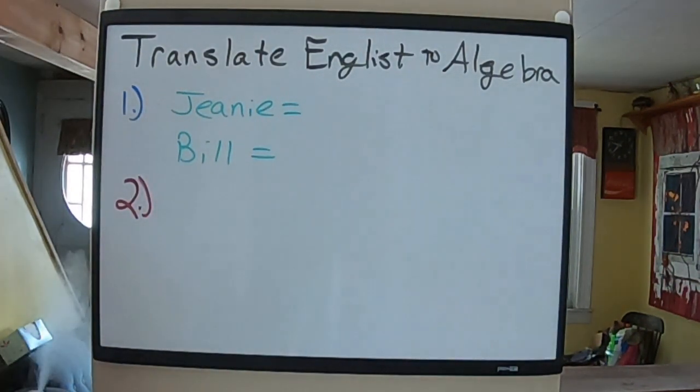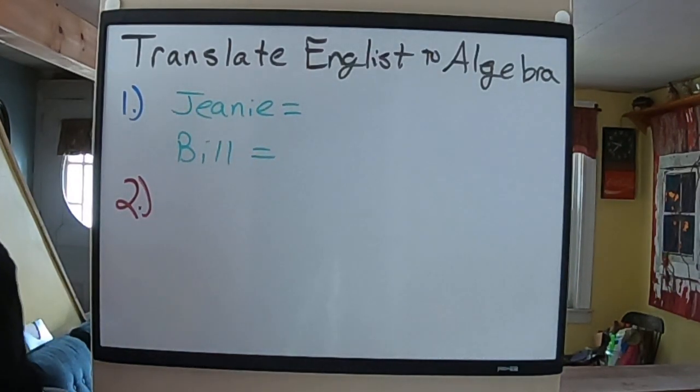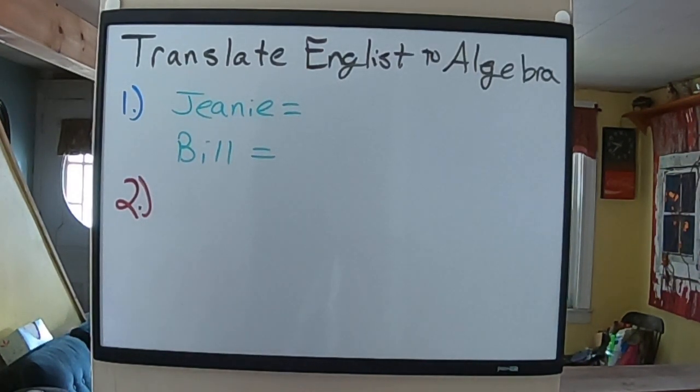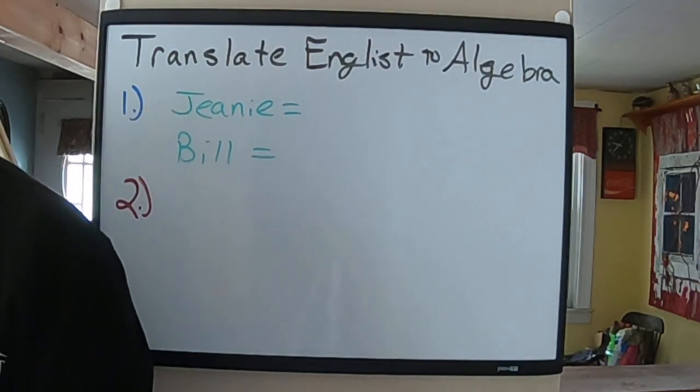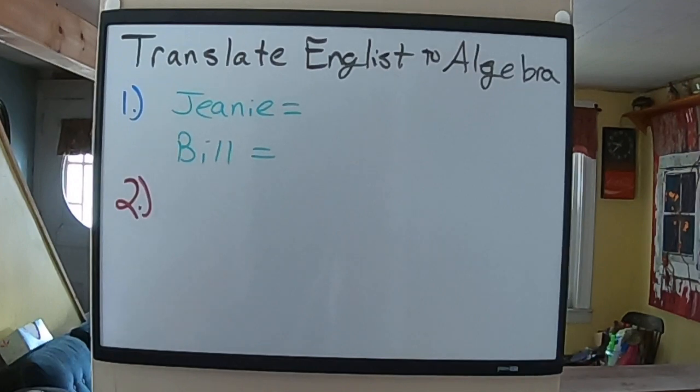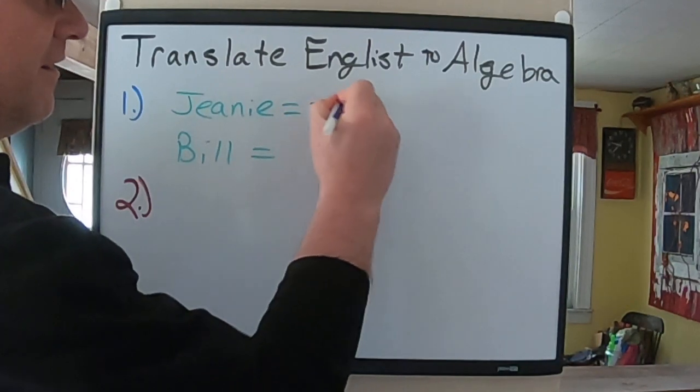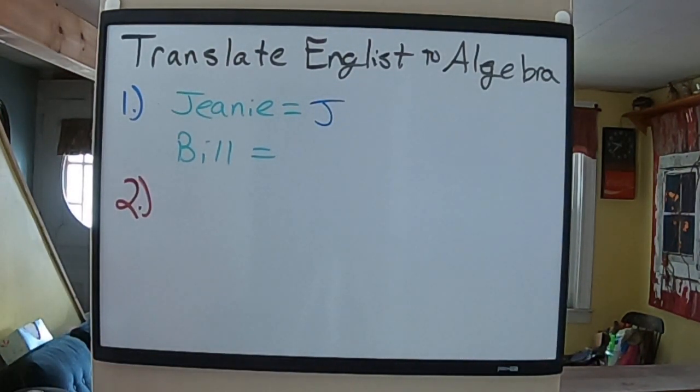Those are naming it. Now we'll talk more about this in the next lesson next week, but naming it, that's what you want to do first. Who are we talking about? Jeannie and Bill. We have to pick one of them to represent the unknown. Now when you read through this, Bill worked 2 hours less than Jeannie worked. The one that's talked about is Bill. It says Bill worked. It doesn't explain about Jeannie worked. So let's use J, for example, for Jeannie. Jeannie is going to be represented by J.